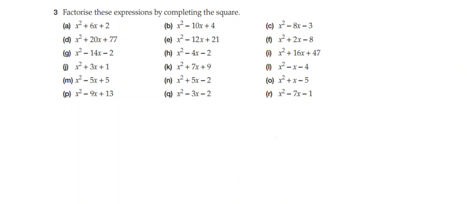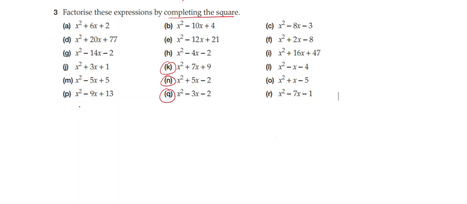This is for Year 10 Method Pathways. We're going to look at question 3 from exercise 4.2. So 4.2 is all about completing the square. Okay, we'll look at questions K, N, and Q as examples.